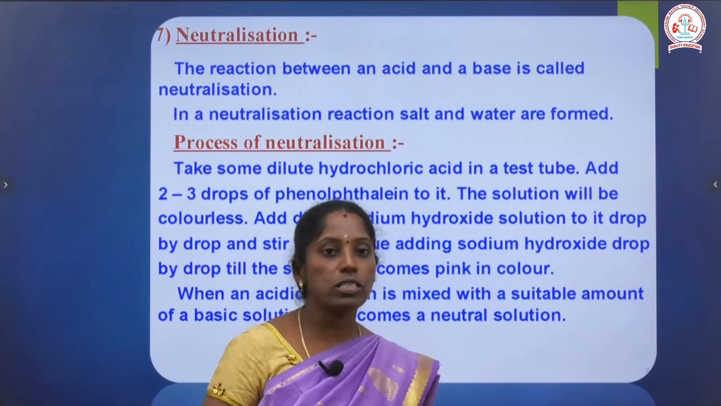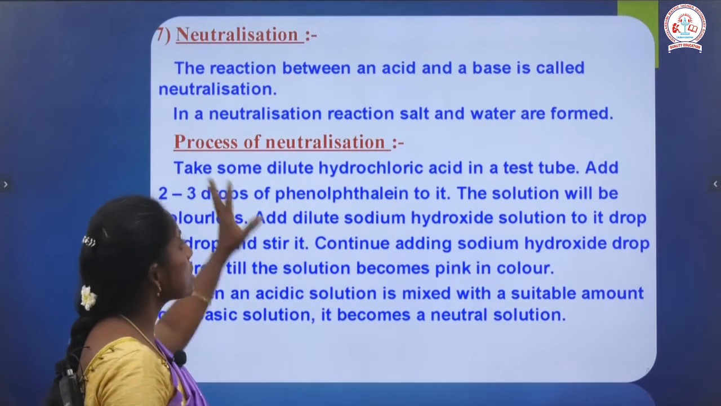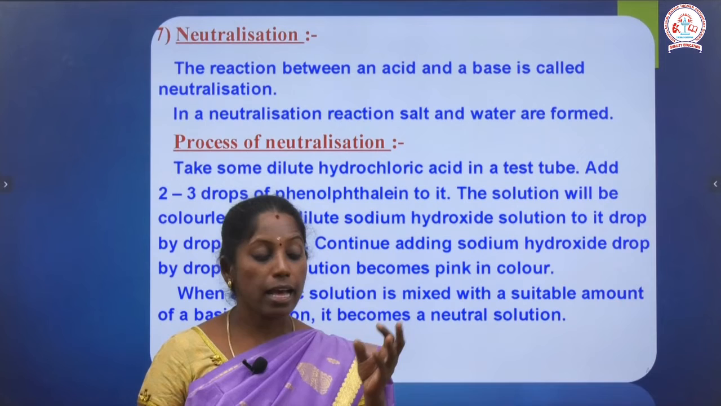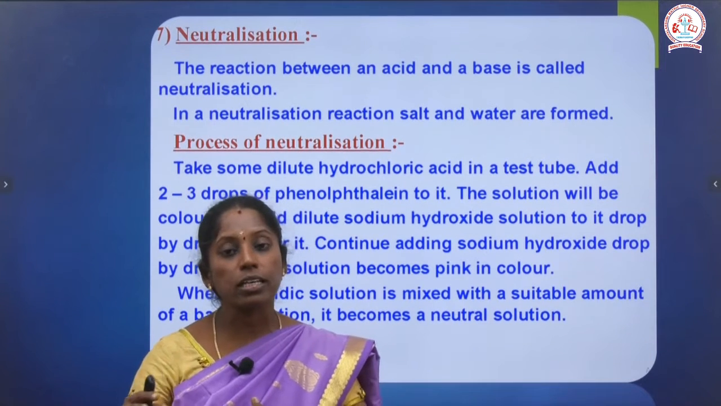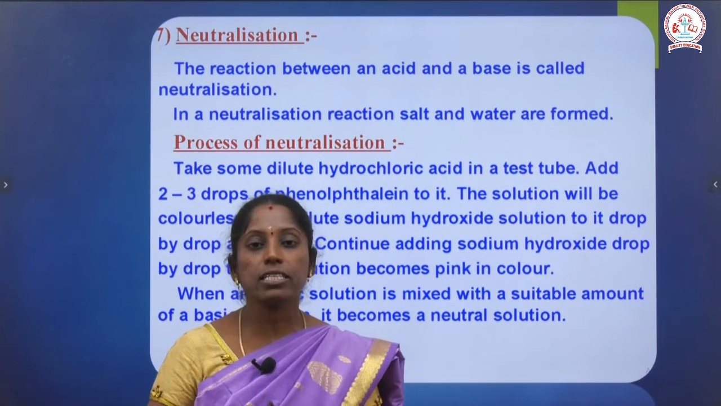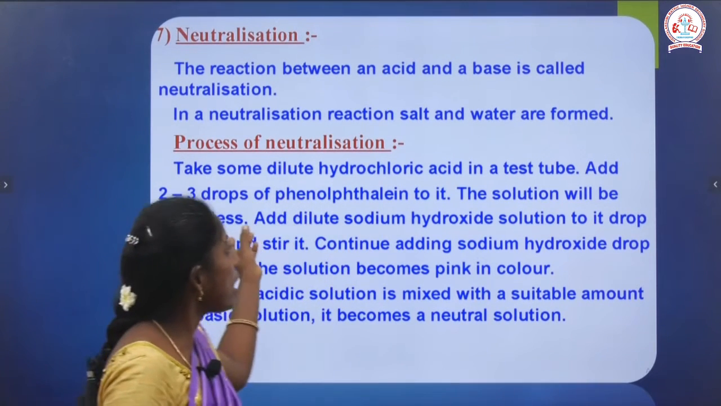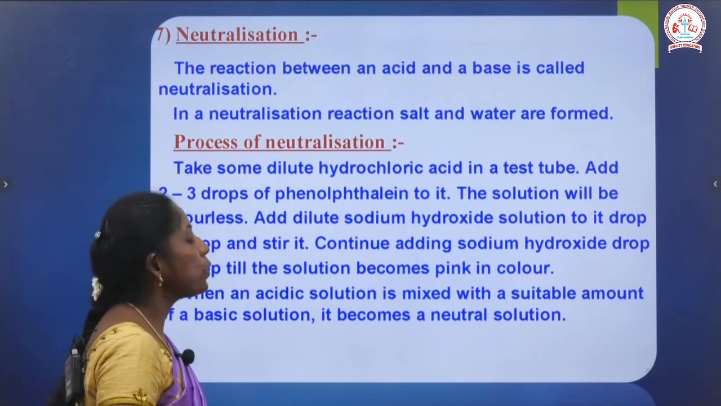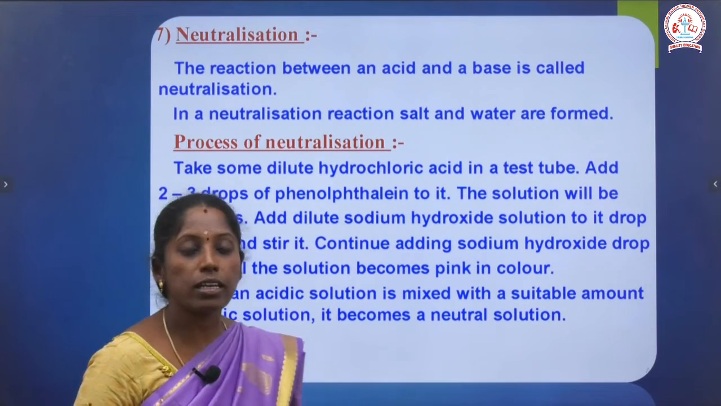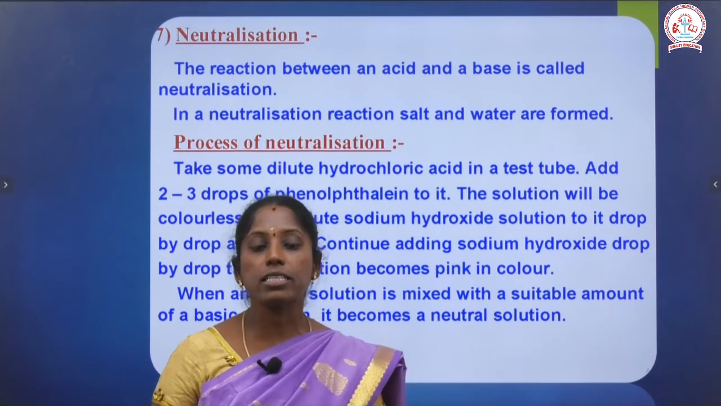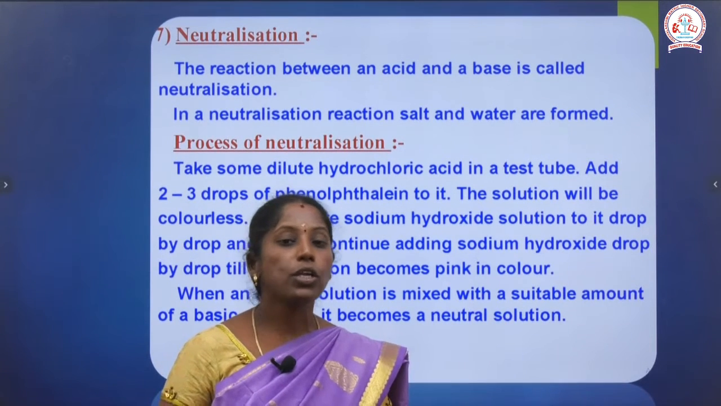Then the next one is neutralization reaction. I have told you about acids and bases. The next one is salts. How can you get the salts? By using this reaction only we can get the salt. The reaction between an acid and a base is called neutralization.